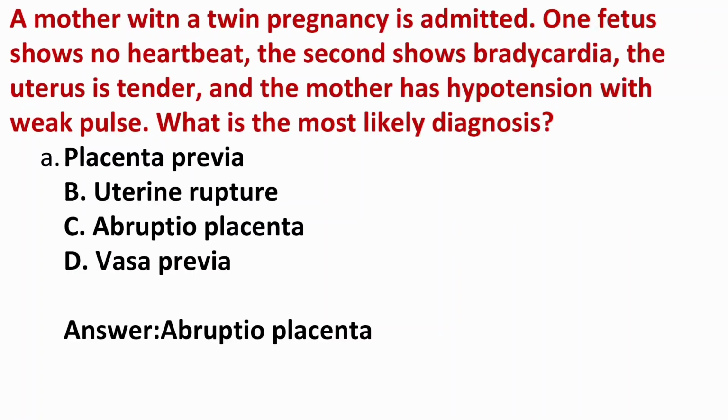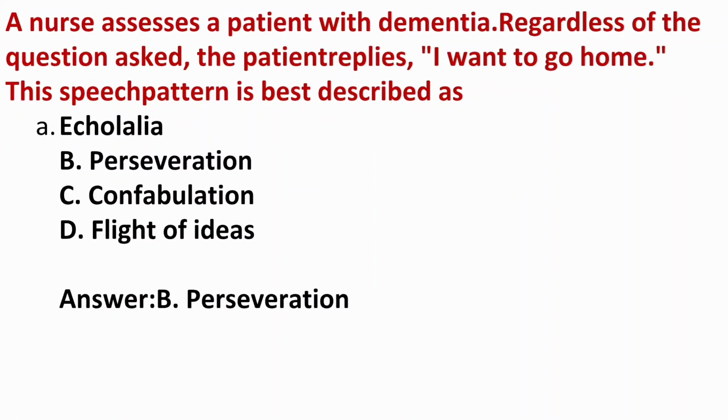A mother with a twin pregnancy is admitted. One fetus shows no heartbeat, the second shows bradycardia, the uterus is tender, and the mother has hypotension with weak pulse. What is the most likely diagnosis? A. Placenta previa. B. Uterine rupture. C. Abruptio placenta. D. Vasa previa. Answer: Abruptio placenta.